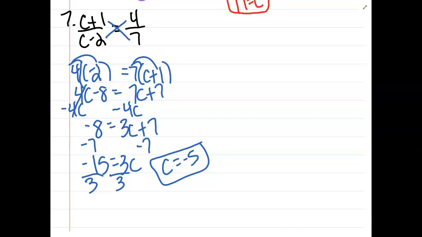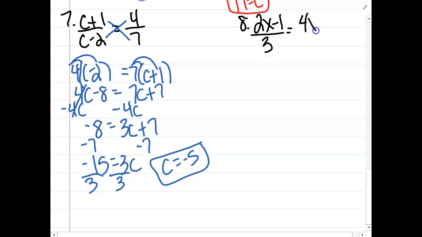Okay, last one, and I want you guys to try this one on your own. 2x minus 1 over 3 equals 4x plus 3 over 5.